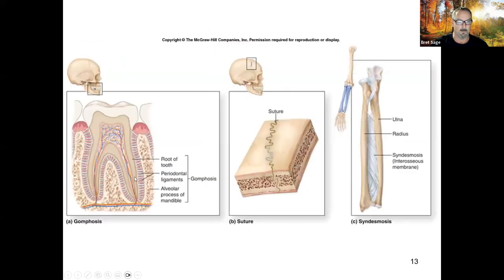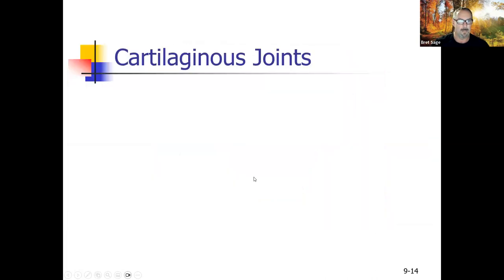Okay, there's the periodontal ligaments connecting the teeth to the jaw. There's sutures in the skull. And here is a syndesmosis. The one between the radius and ulna isn't as good of an example as the one between the tibia and fibula in the lower leg, but it still works.